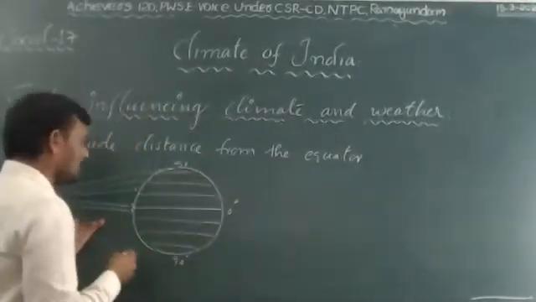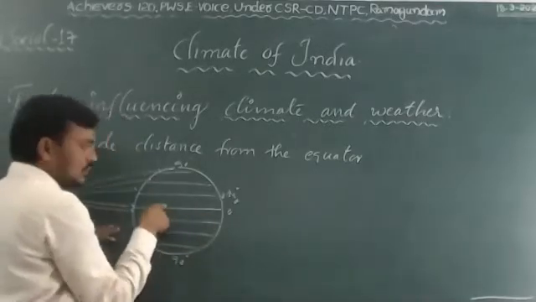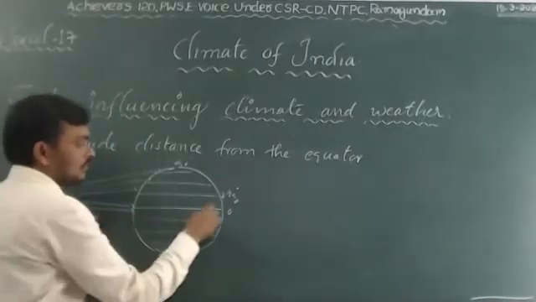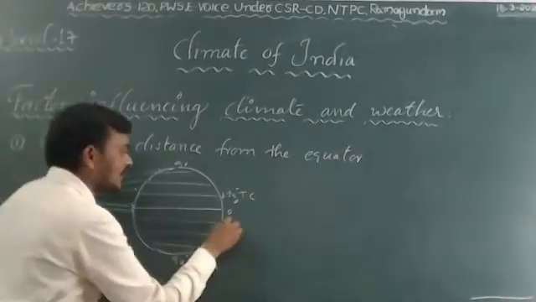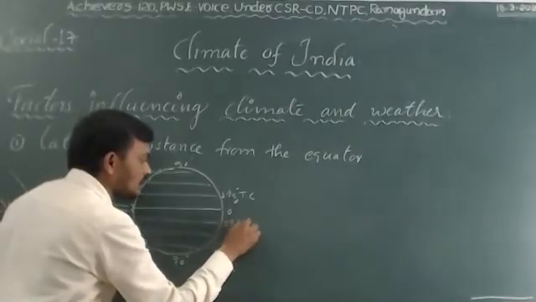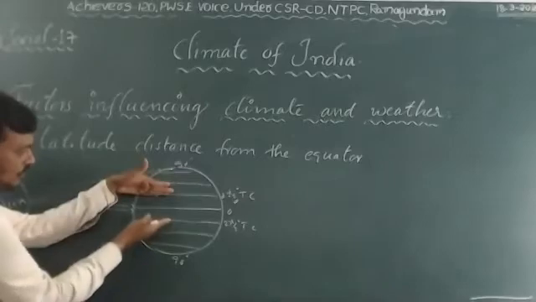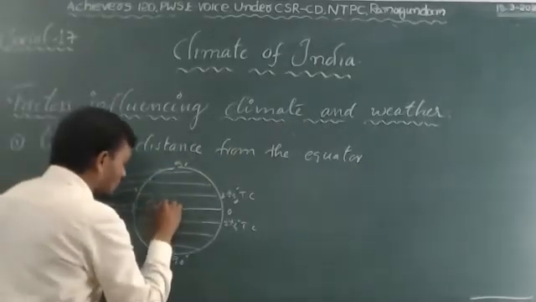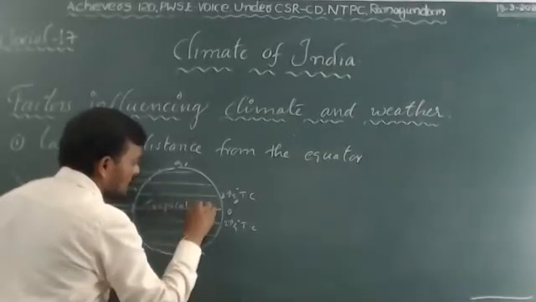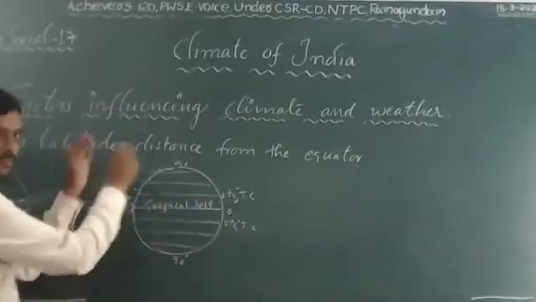The tropical zone lies between the Tropic of Cancer and the Tropic of Capricorn. The 23.5 degree northern latitude is called the Tropic of Cancer. The 23.5 degree southern latitude is called the Tropic of Capricorn. In between them is called the tropical belt. The tropical belt is hotter than the other belts.